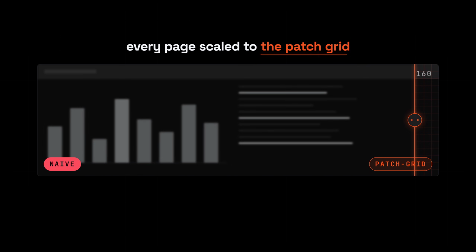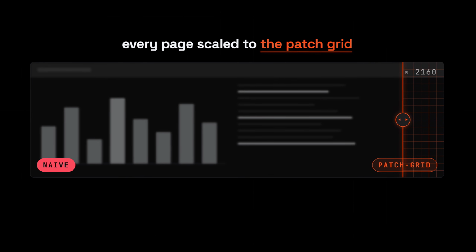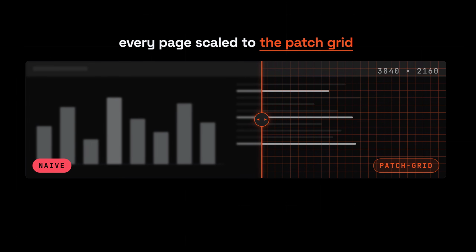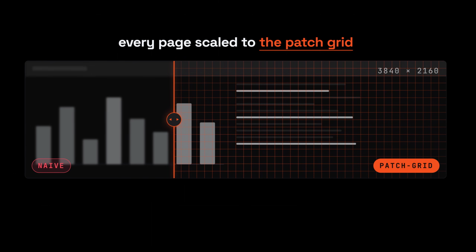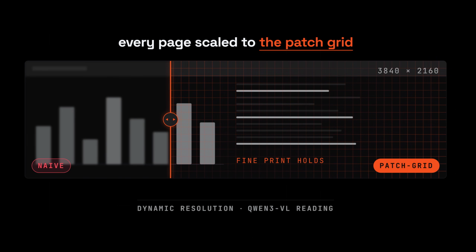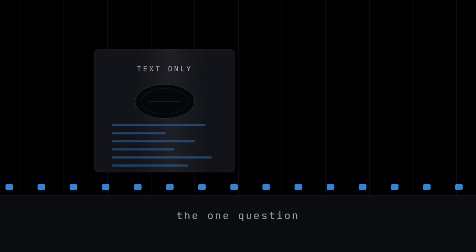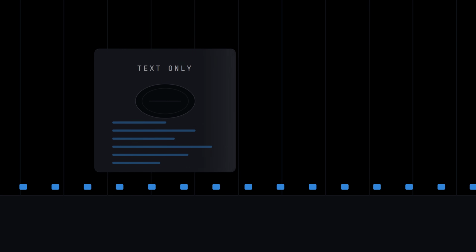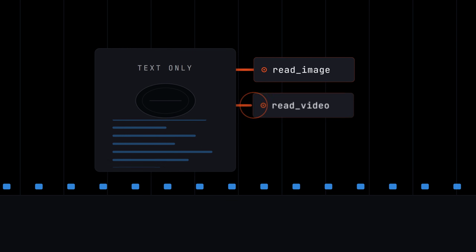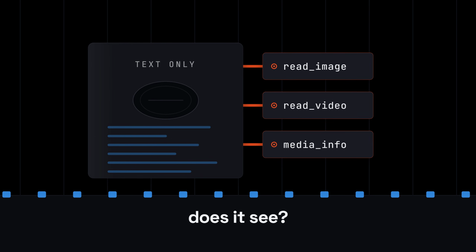Reading is dynamic resolution too, which sounds like a footnote and is not. Every frame in every document page gets scaled to the vision model's patch grid, so a 4K dashboard keeps its fine print, and a thumbnail does not get blown up into mush. Which builds to the one question the announcement steps around, and it decides whether any of this applies to the agent you already use. If you bolt this plugin layer onto a text-only model, does that model start to see?